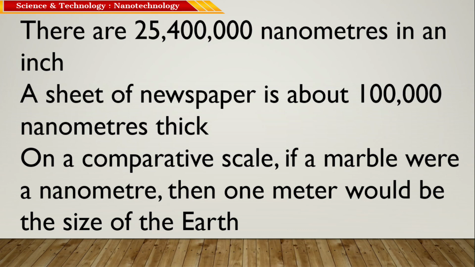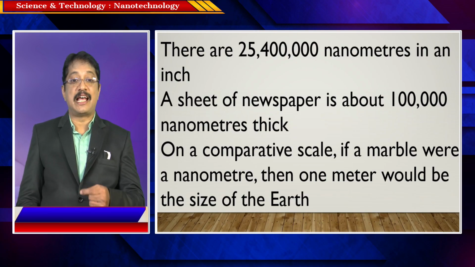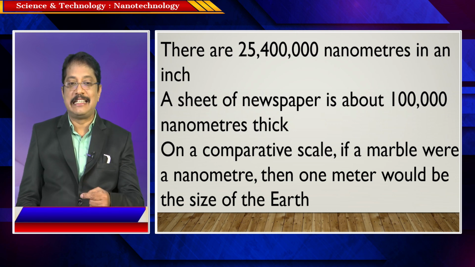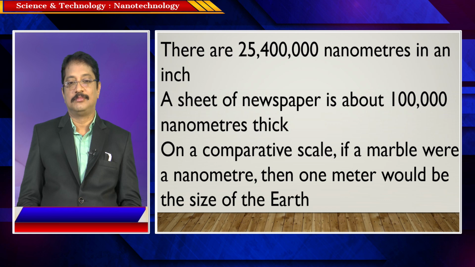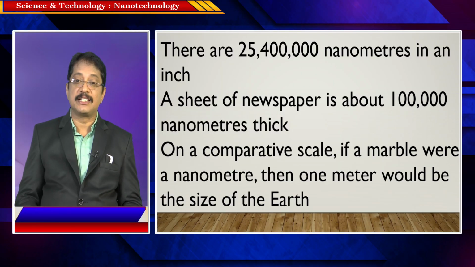A sheet of newspaper is about 100,000 nanometers thick, meaning nearly 1 lakh nanometers thick, just a sheet of newspaper. Compared to scale, if a marble were 1 nanometer, then 1 meter would be the size of the earth. So if you take a small marble, and take it as a comparative scale using the nanometer, it will be 1 meter.